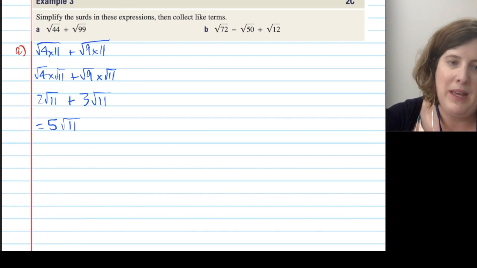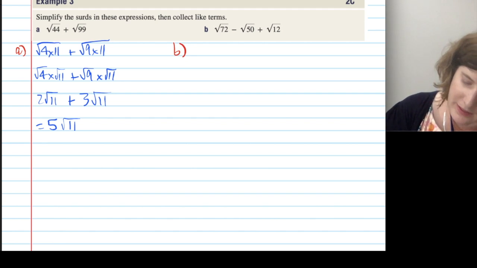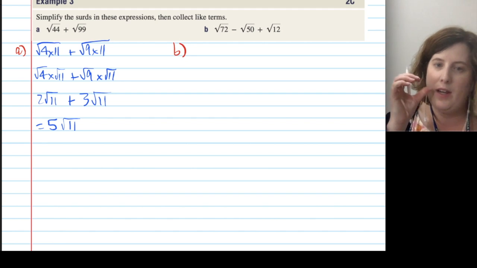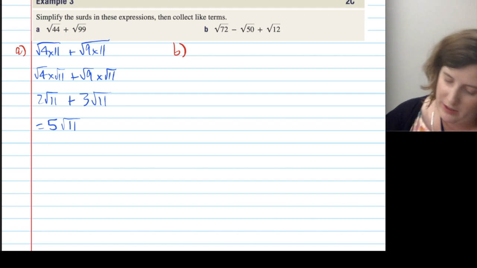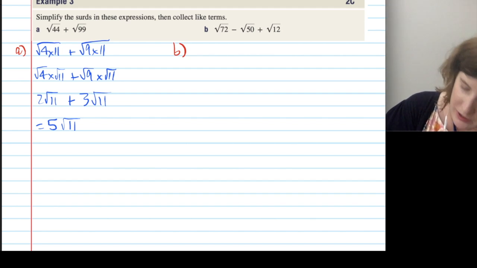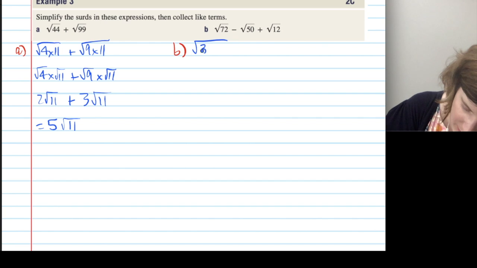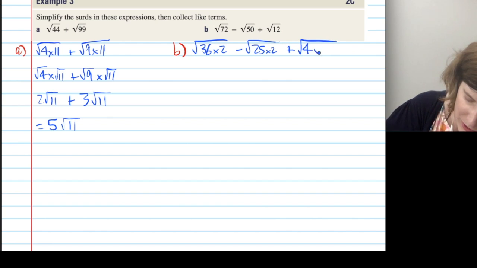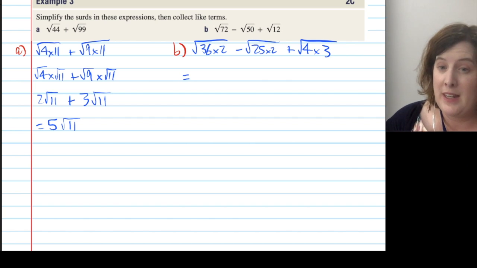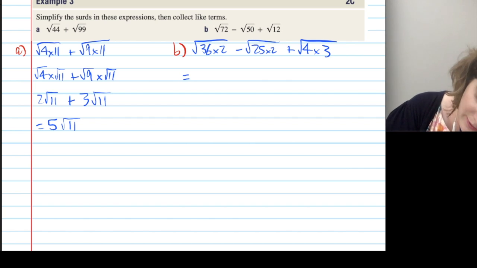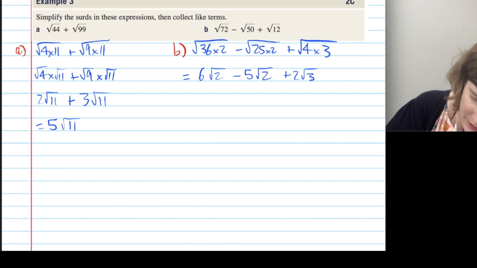Let's have a look at B. Root 72, 9 times 8, okay. Or 36 times 2. So I've got root 36 times 2, take root 25 times 2, plus root 4 times 3. I'm not going to bother doing my second step. Root 36 is just 6, so I'm going to take that out the front straight away. Root 25 is 5, I'm going to take that out the front. Root 4 is 2, take that out the front.